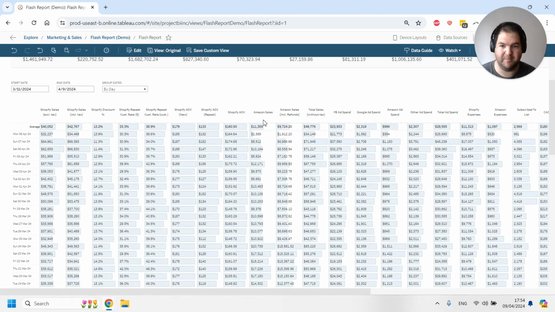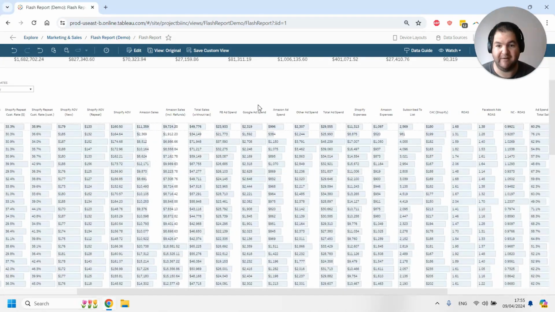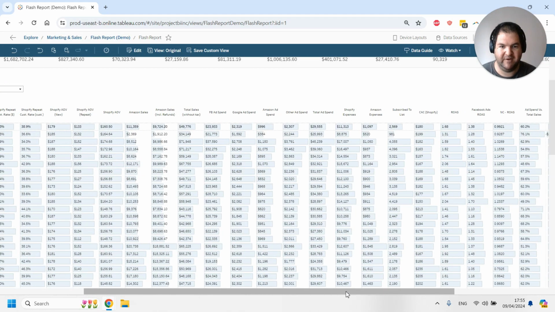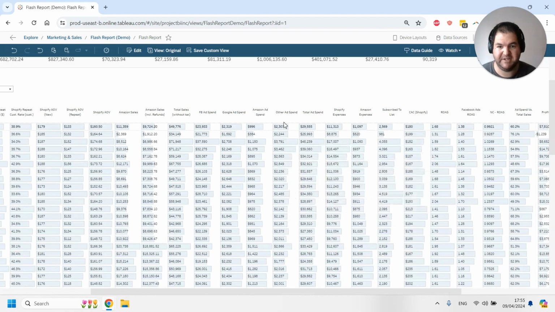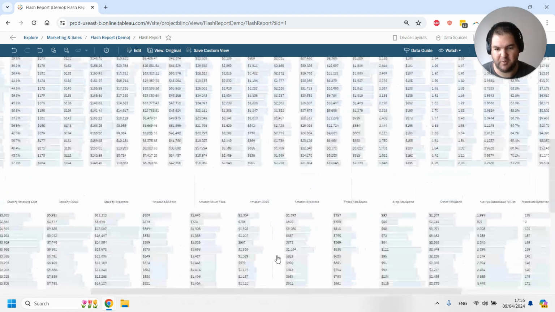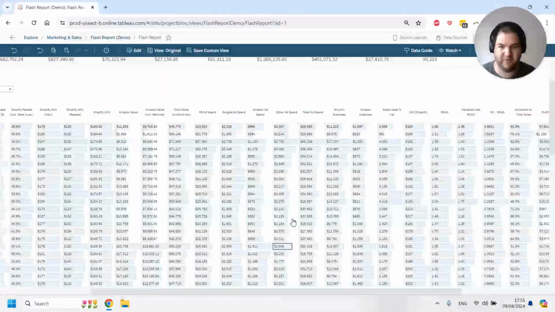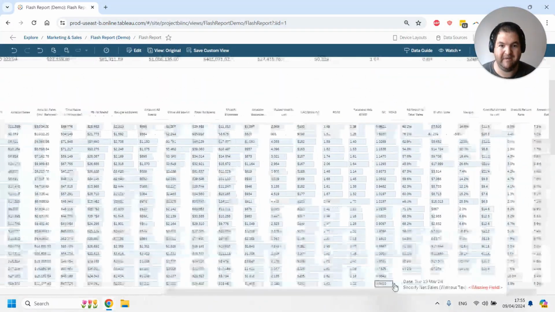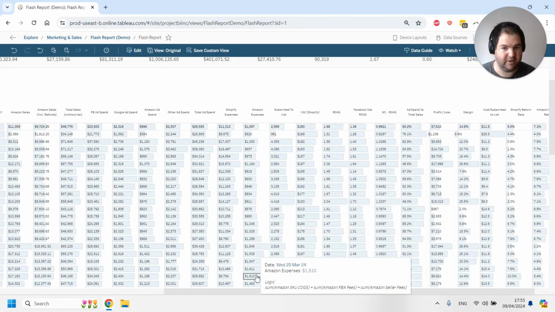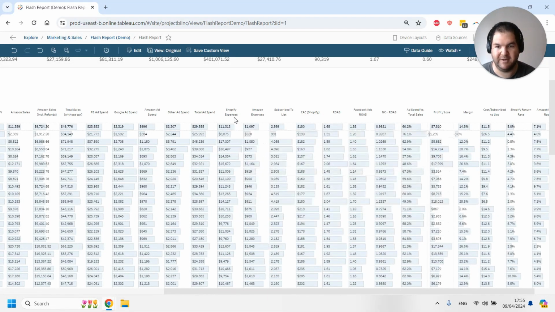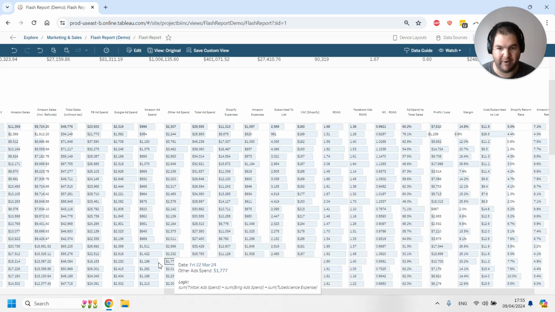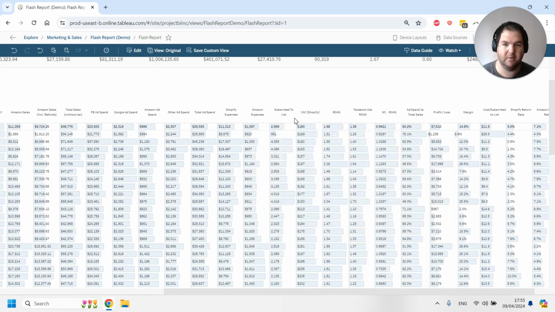We then move on to Amazon sales. We then have a whole section covering all the advertising platforms. We even have one called Other Ad Spend, which is broken down in the supplementary table, which I'll move to in a minute. We then have our Shopify expenses, Amazon expenses. These are also fully blended metrics, which we break down in the supplementary table below.